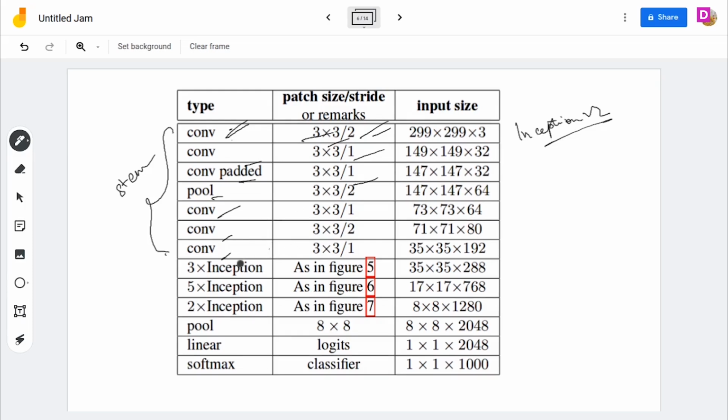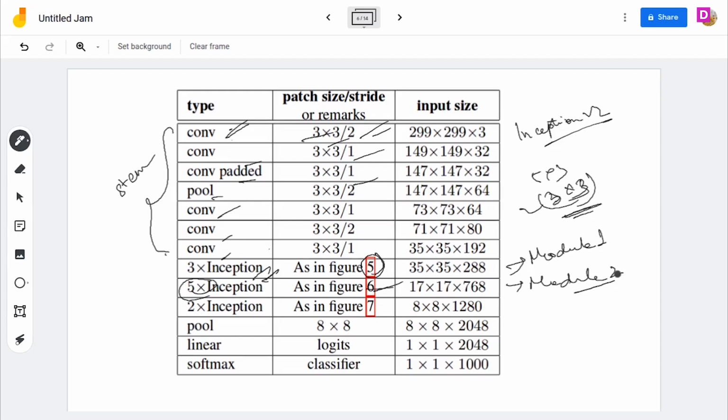The next part is they have used 3 inception modules as in figure 5. This figure 5 is basically module 1, that is, instead of 5 cross 5 they are using two 3 cross 3s. So it has 3 inception modules of this kind. The next thing is they are using 5 inception modules as in figure 6. Figure 6 is basically module 2. Here they have broken down the kernels, so instead of 3 cross 3 they are using 1 cross 3 followed by a 3 cross 1. They have 5 such inceptions, and finally 2 inception modules as in figure 7.